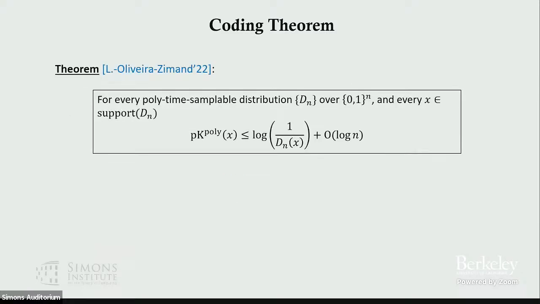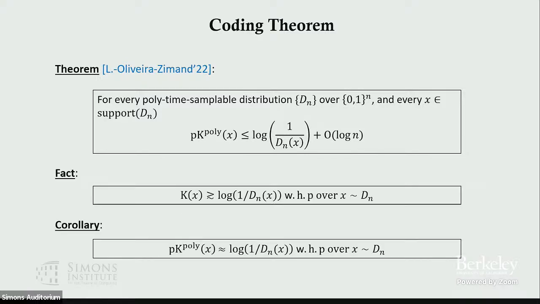Even if we just consider efficiently sampleable distributions, we don't have a coding theorem for just K-poly. But luckily, if we consider PKT, then we do have a coding theorem. With Oliveira and Zhenjian, we show that if we have a polynomial time sampleable distribution that samples a string X with probability D of X, then the PK poly complexity of X is at most log 1 over D of X plus some order log n term. So this is the optimal coding theorem for PK poly.